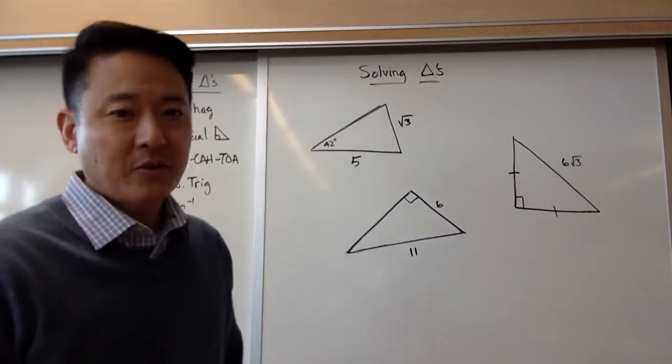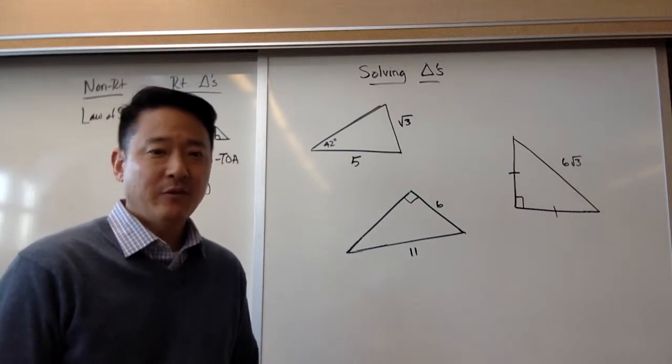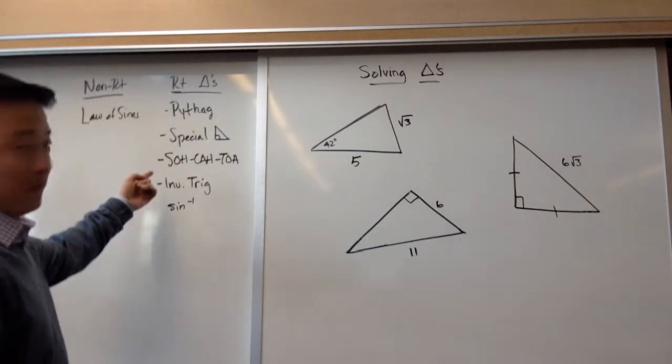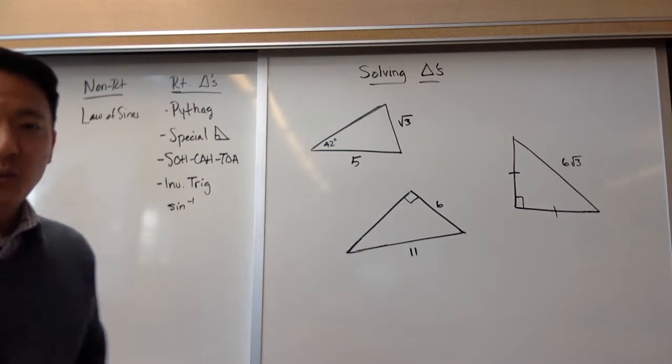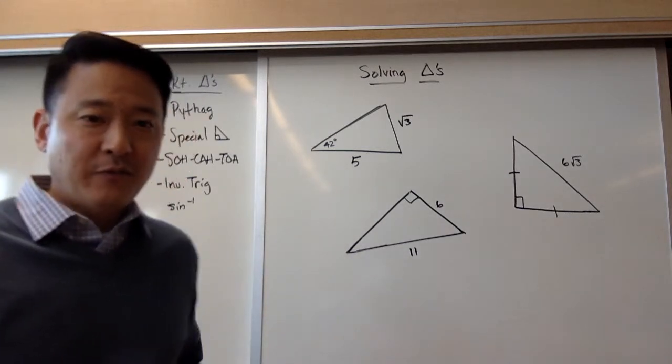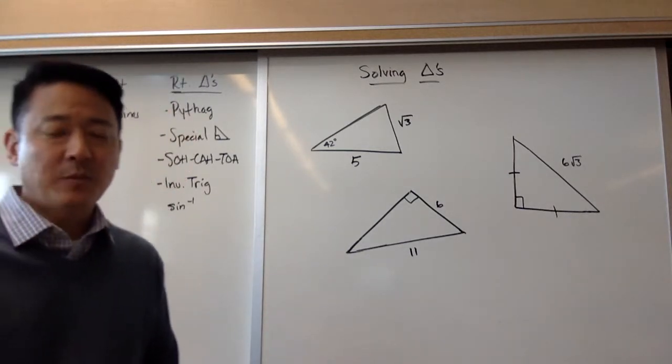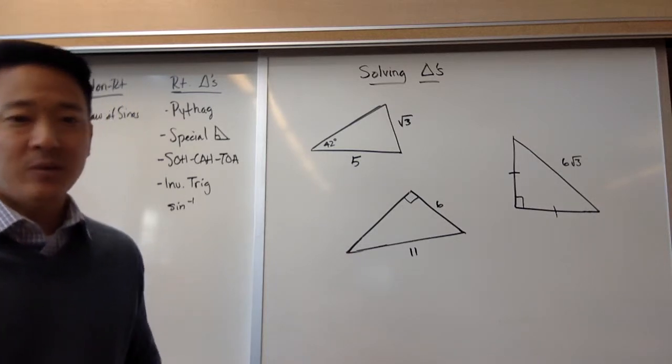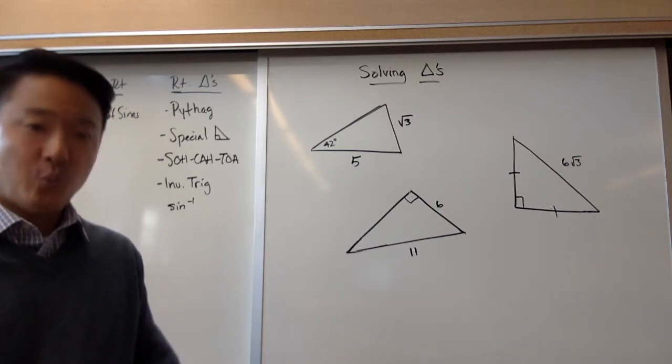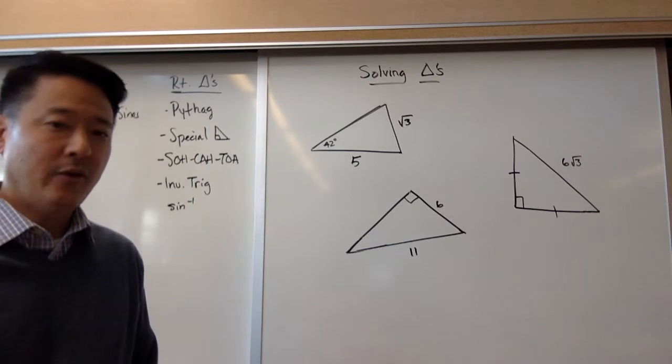So let's think about all the strategies we learned in this chapter for solving triangles. First of all, if we have a right triangle, we learned 4 strategies. The first was the Pythagorean theorem, a squared plus b squared equals c squared. We use that when we have a right triangle when we're given 2 sides and we're solving for the third.